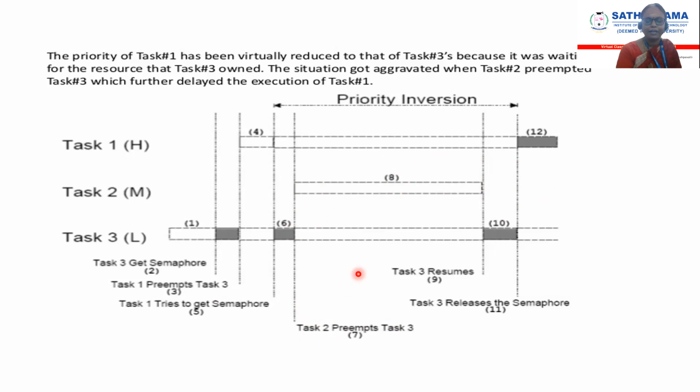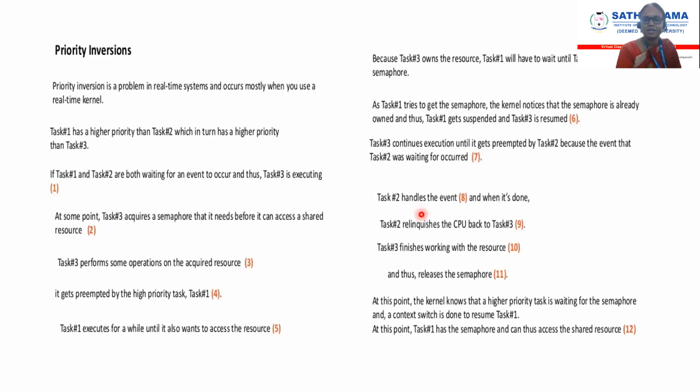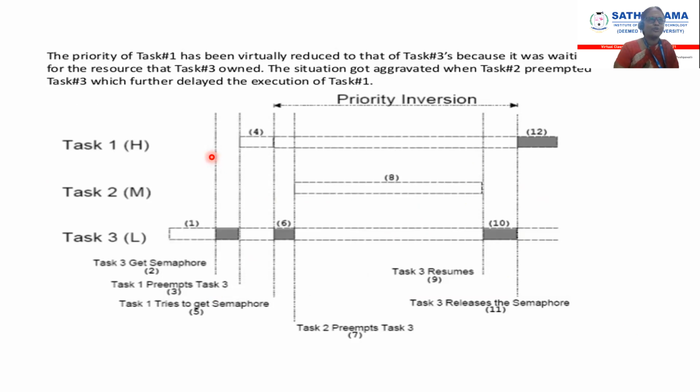Now the ninth step: what does it mean? Task 2 relinquishes the CPU back to task 3. Relinquishes, have you heard this? Where did you study it? Did you remember where you studied relinquishes? I think in the DMA controller. Okay. What is DMA?